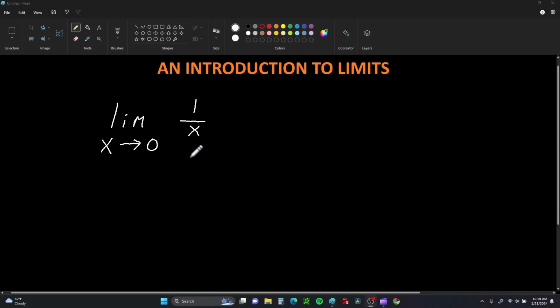That's simple enough, but then sometimes we get a function where we can't actually put the value of what x is approaching. In this case, if x is approaching 0, then what I would have is 1 over 0, and this is undefined. And as a result, we need to look at what happens as we approach 0, but it's not actually at 0. So let's take a look at that for a second.